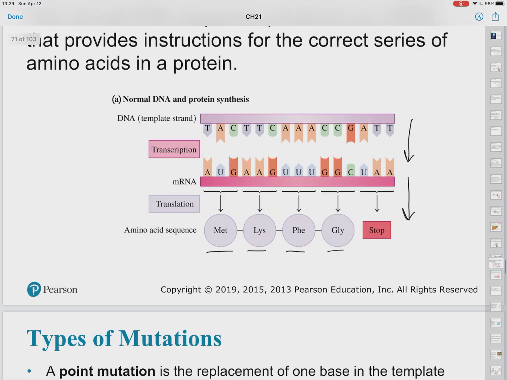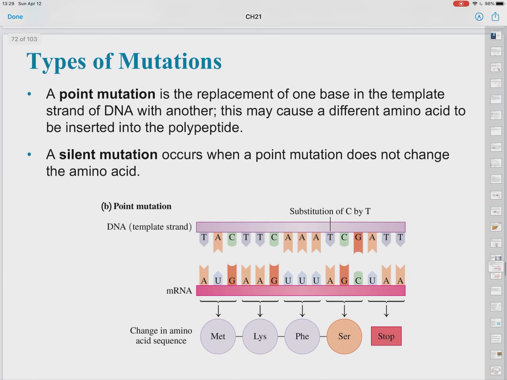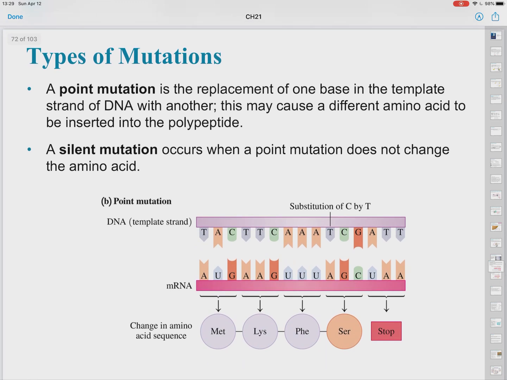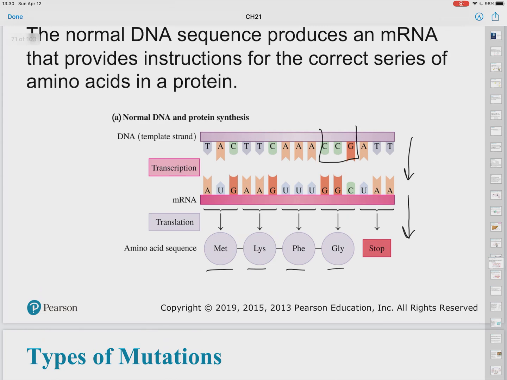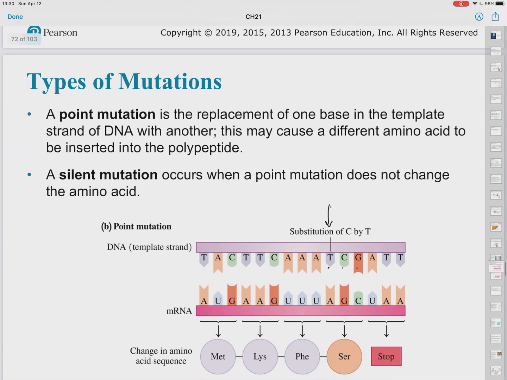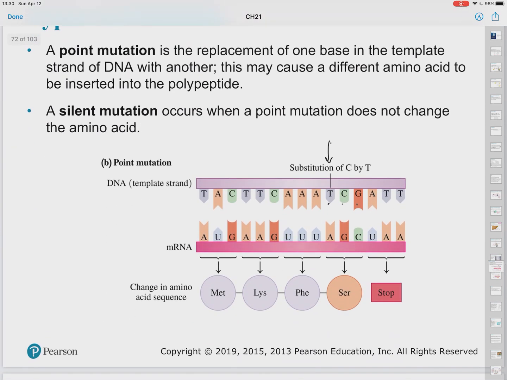So we'll compare things to the methionine, lysine, phenylalanine, glycine tetrapeptide. So that's normal. So what kind of mutations are there? Well, there's a point mutation. That means we just switch a letter. We take a C, for example, and turn it into a T. So where before this strand said CCG, we can go up and look at it. See? CCG. Now it's changed to TCG.